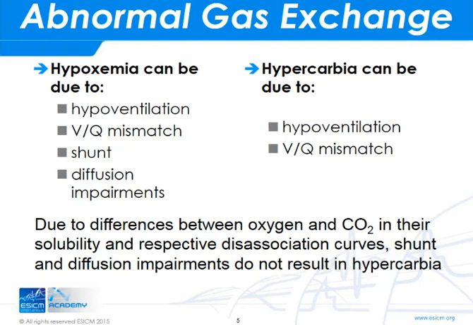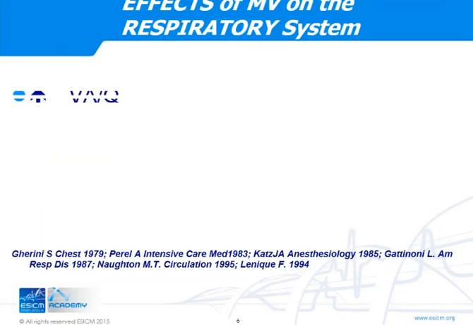Abnormal gas exchange is in large part due to two main reasons: hypoxemia, which can be due to hypoventilation, V/Q mismatch, shunt or diffusion impairment, or hypercarbia, which is due to hypoventilation and again to V/Q mismatch.